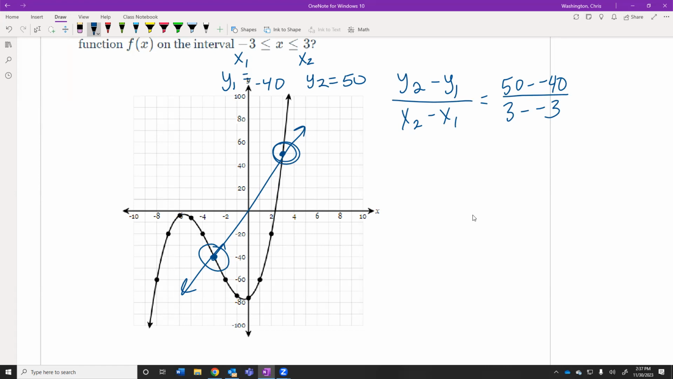You can just type in the calculator if you want. And then X2 is 3 and X1 is -3. So 3 minus -3 ends up adding as well. So we do end up with 90/6, which is a whole number. 90 divided by 6 is 15. We okay with that? Yeah.